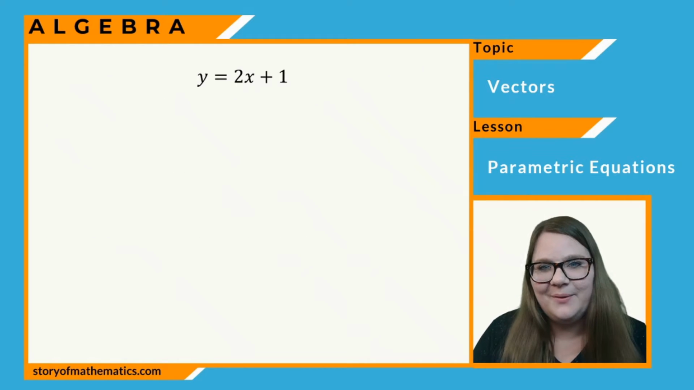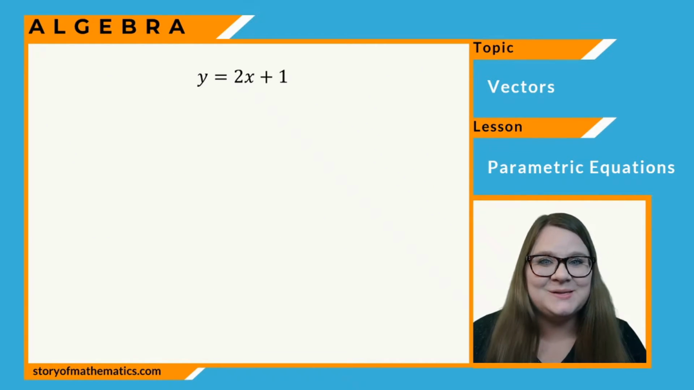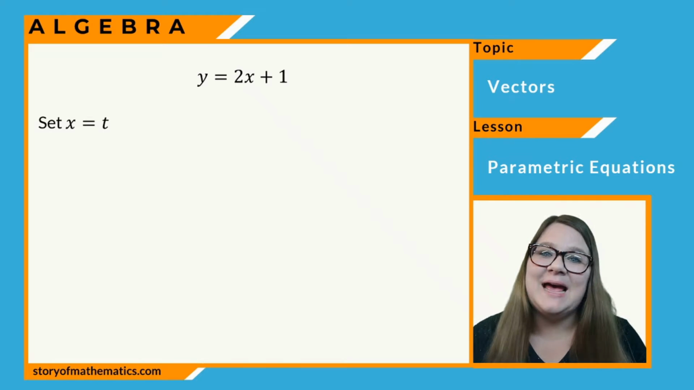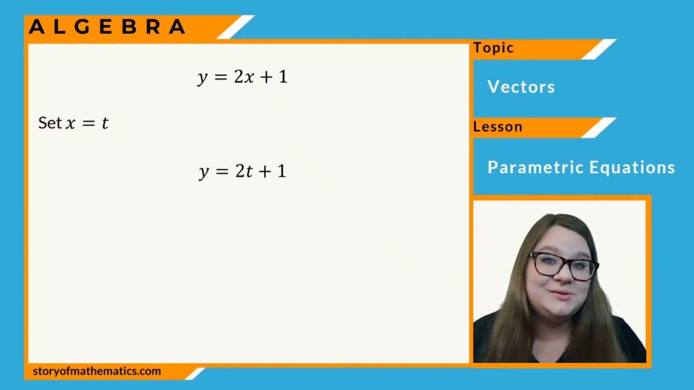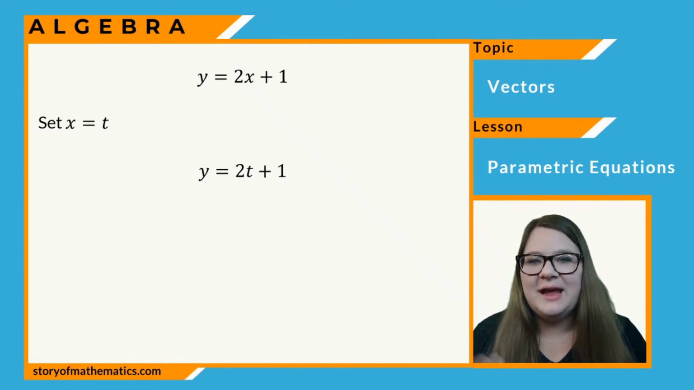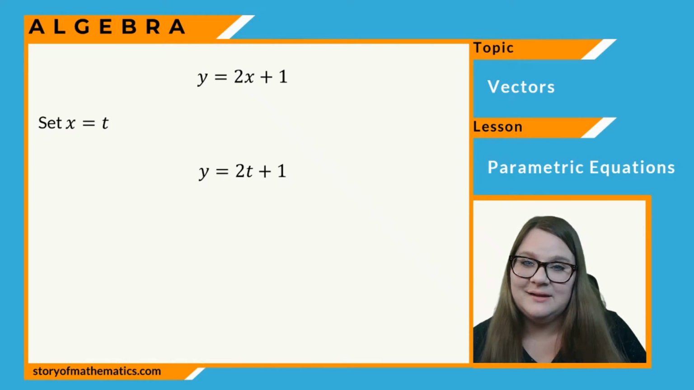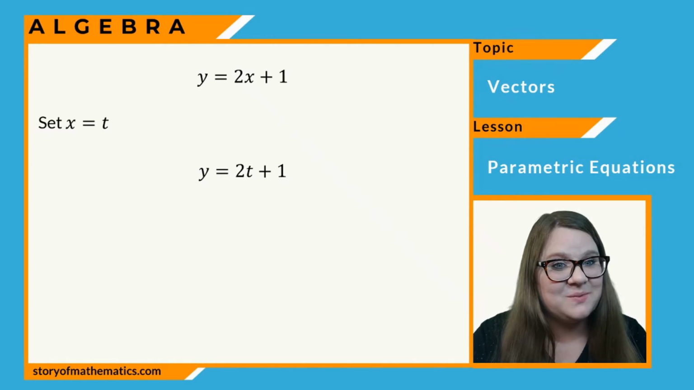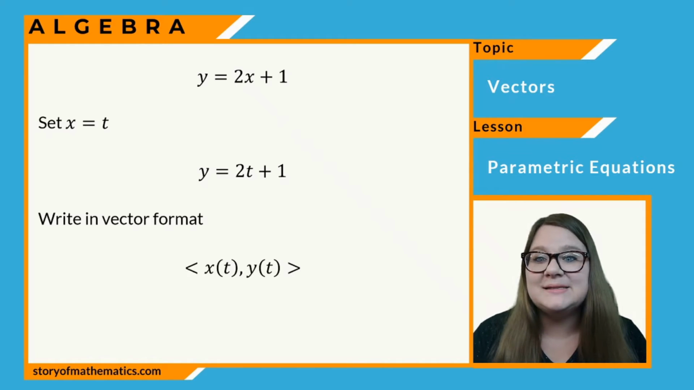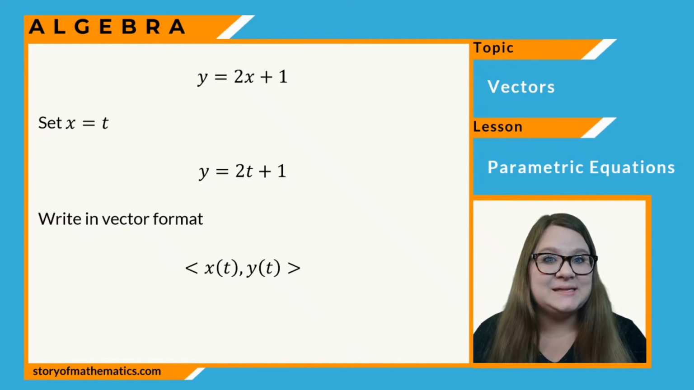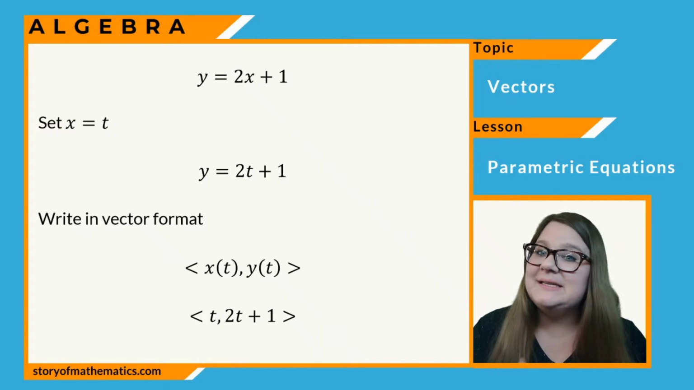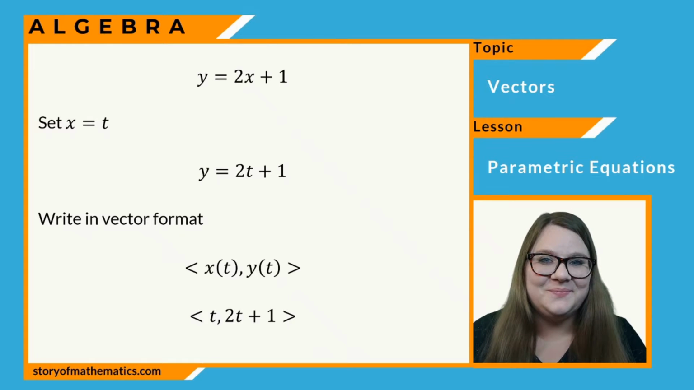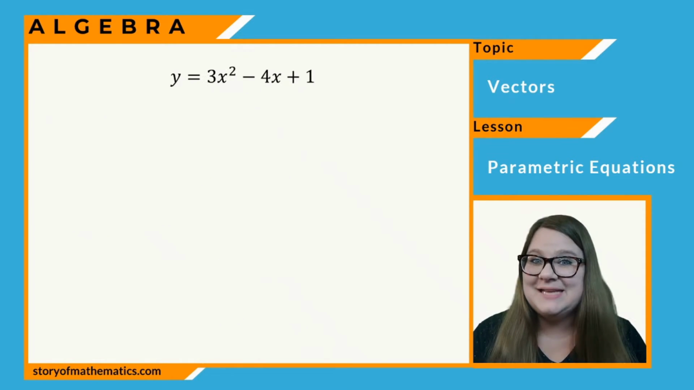Let's take a look at an example. Let's say I give you y equals 2x plus 1. Remember, the first step is to set x equal to t. All right, then I'm going to substitute that into my equation. So this now becomes y equals 2t plus 1. Now that I have an equation for x, it equals t, and an equation for y, it equals 2t plus 1, I can write this in vector format, where the x comes in the first spot and y ends up in the second spot. So in this case, my parametric equations can be represented by the vector t, 2t plus 1.